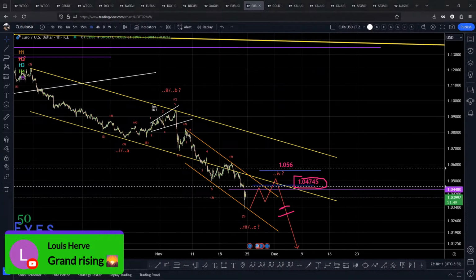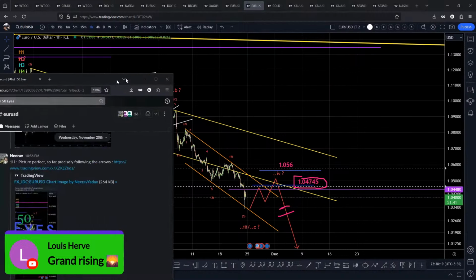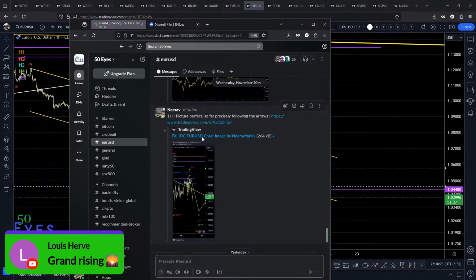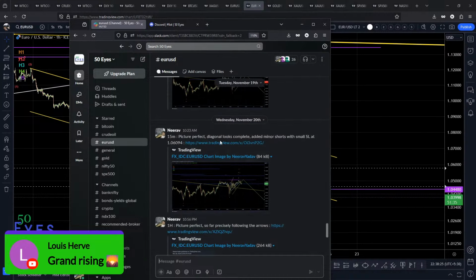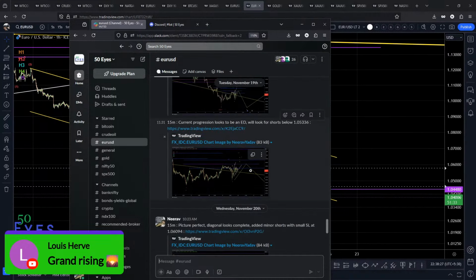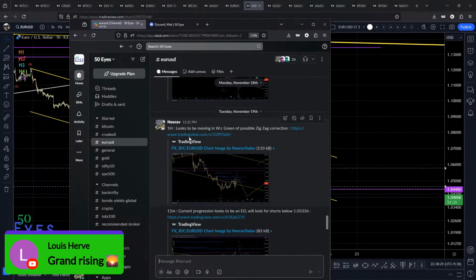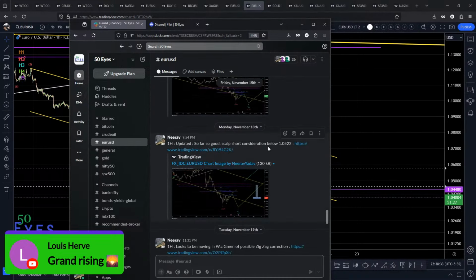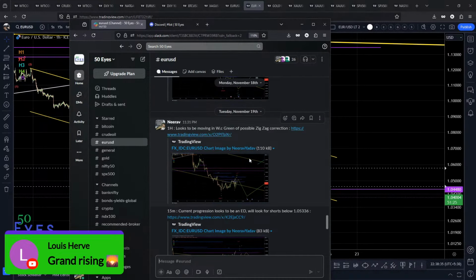If you guys have any doubts or questions, you can just let me know in the live chat, of course. And yes, here are some trades we pulled on euro. All were posted live in our private Slack group. Let's see. Picture perfect so far. Let's see where's the entry. Current progression in ED looks to be moving in wave C, zigzag, scalp shorts consideration below 1.053T.